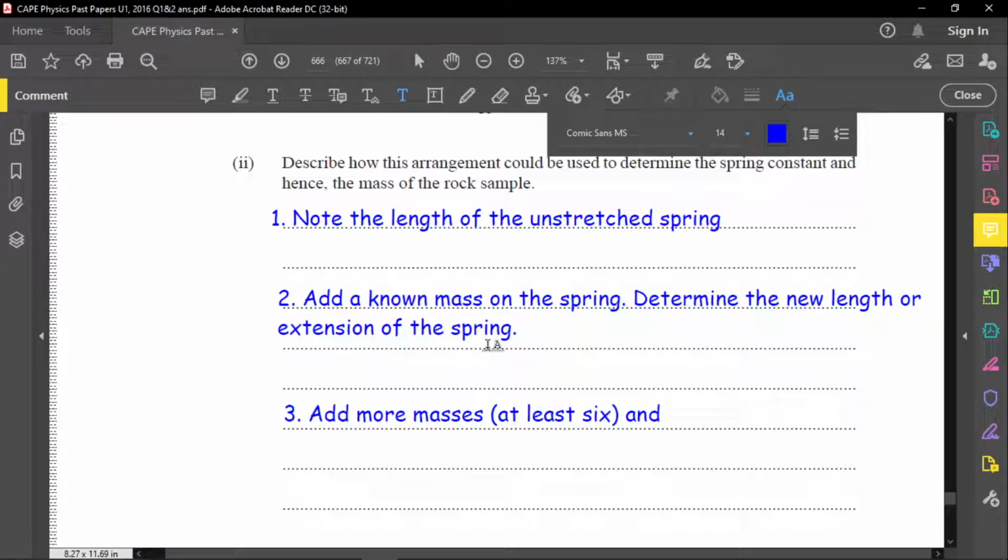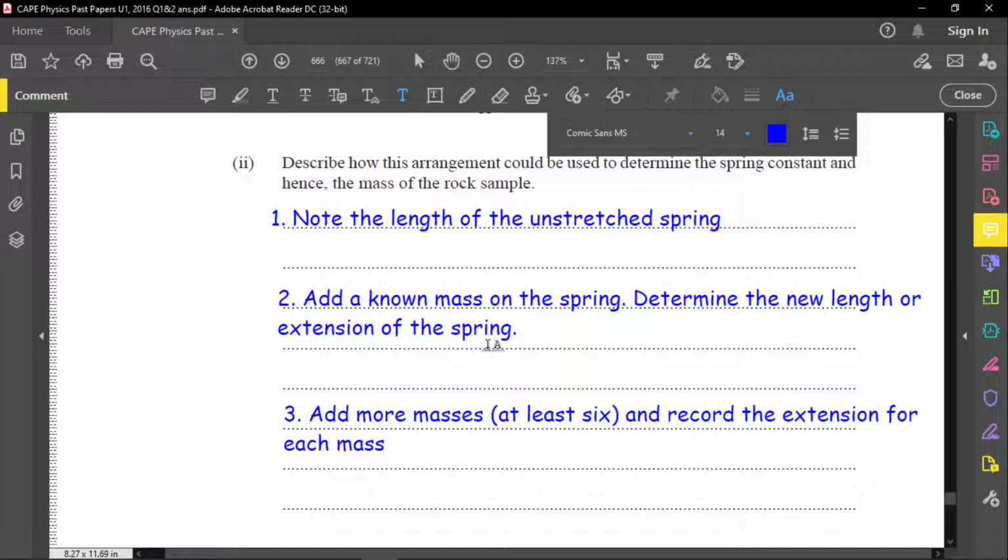And what you want to do next after the masses, you want to make sure that you record the extension for each mass. All right, and you want to record the extension for each mass. All right, that's very important.